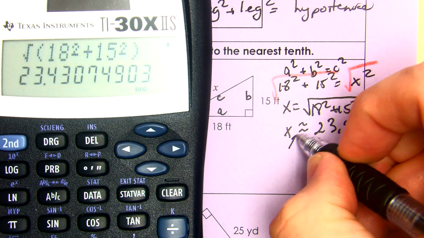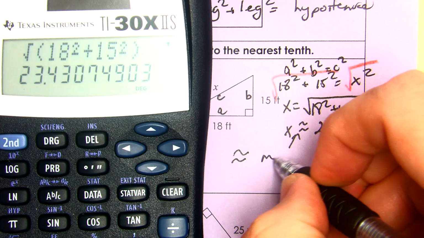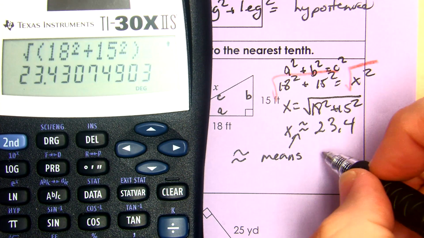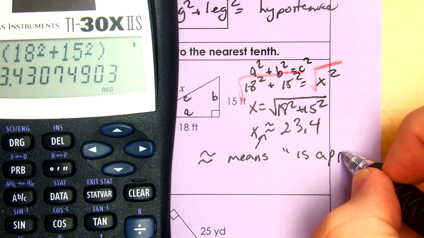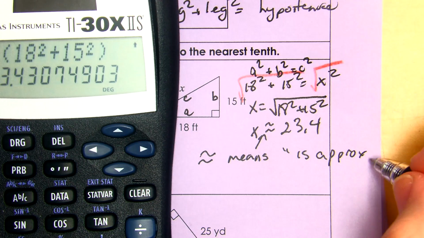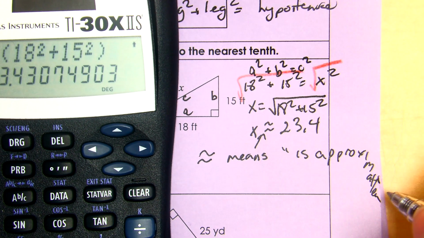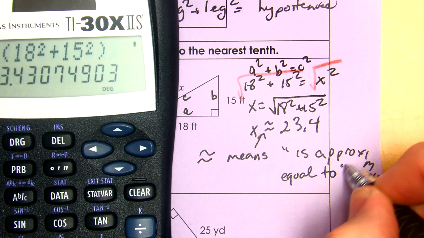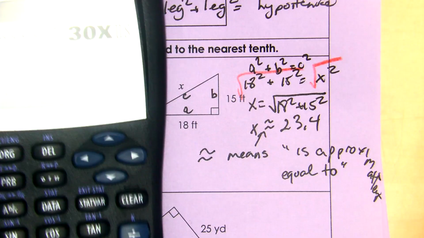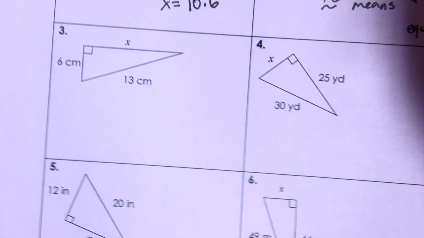So this right here means approximately equal to. That's approximate. Thought I had a little bit more room. That's what you get for looking at the screen. The screen looks a lot bigger than the paper actually is.